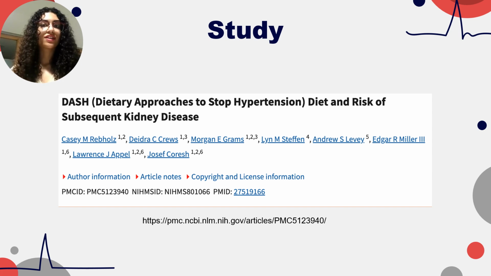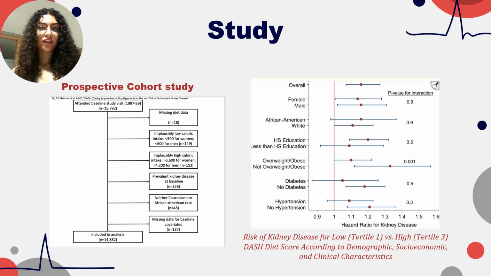To analyze the effectiveness of the DASH diet on hypertension, specifically in relation to secondary kidney disease, we will analyze this study held in 2018. Author information can be viewed on the slide, and the URL is underneath for more reference. The study investigated the relationship between adherence to the DASH diet and the development of kidney disease secondary to hypertension.